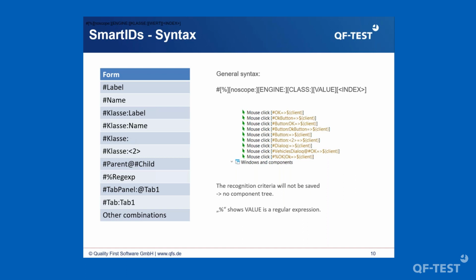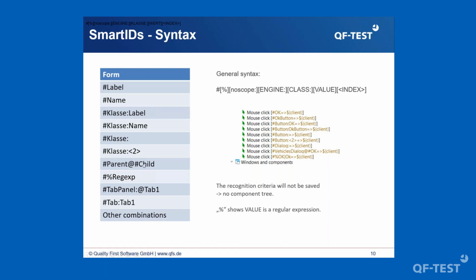And very useful when you've got tables where there's only one table on the window or in the dialog. So you can just type table colon hash table colon actually, and that's it. If you've got two tables and you want to use the second one, then you can type table colon 1 for the second, because the index starts at 0. Here with the 2 you would reference the third instance of whatever class.